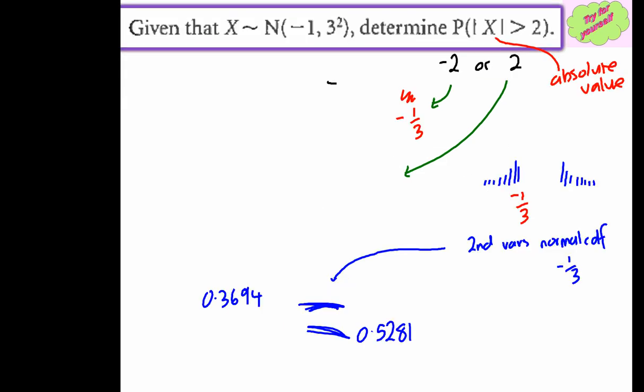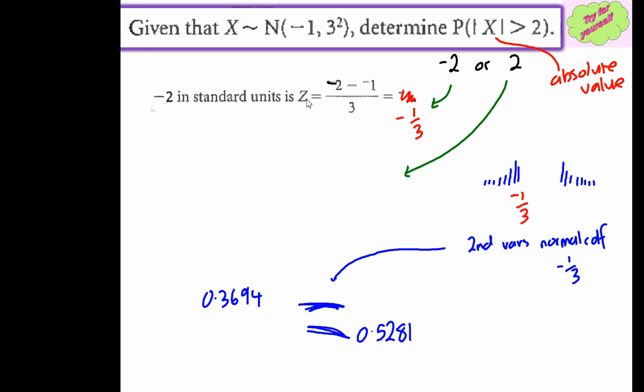Here's another one. Given that x is approximately normally distributed with a mean of negative 1 and a variance of 3 squared, or a standard deviation of 3, determine the probability that the absolute value of x is greater than 2. So it's not less than 2 this time, so it's not between negative 2 and 2, it's on the outside of 2 and negative 2. So first of all, transform them first, and I'll show you what that means. Transform negative 2 first, and then we'll transform positive 2.